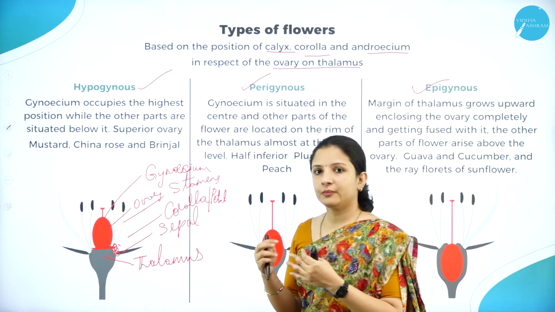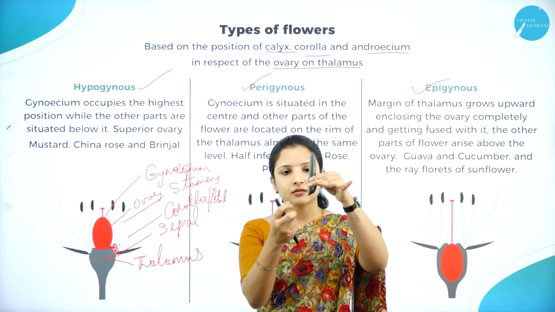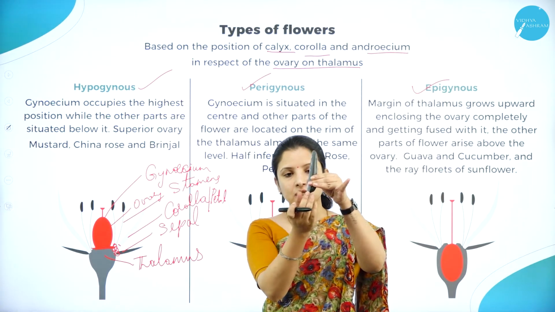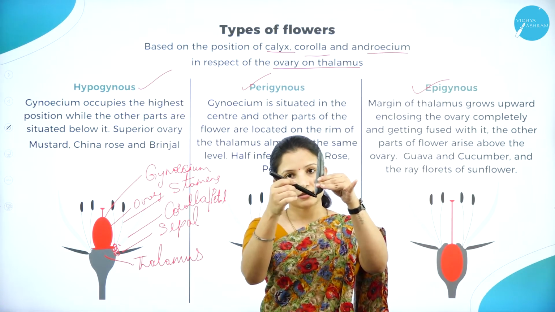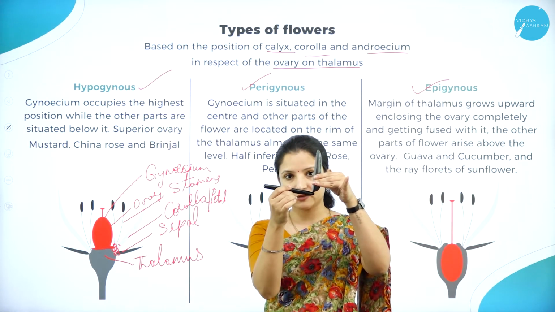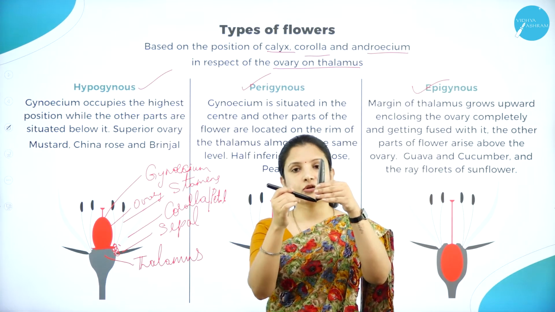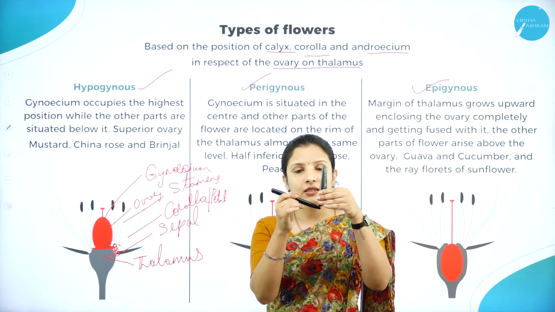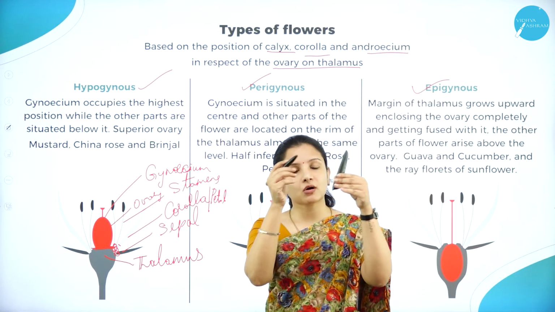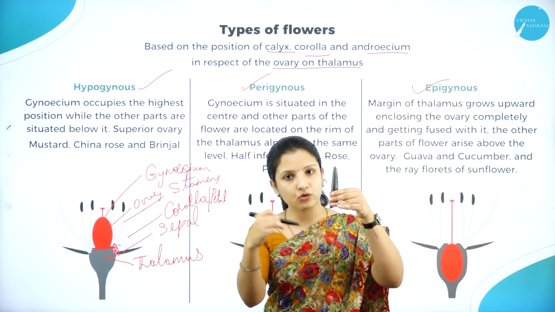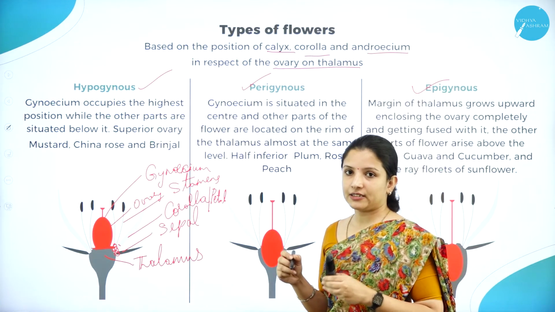And therefore what happens? If this is the ovary, the ovary ends here, the petal is arising from the base of the ovary. Even the sepal is also arising from the base of the ovary. Even the androecium, that is the stamen, is also arising from the base of the ovary. Therefore the ovary is at the top position now. Why? Because all the other parts are coming from below the ovary. So such a condition is called a hypogynous flower.